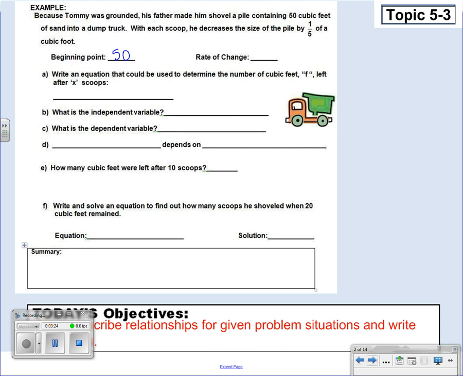Next we want to see how does this change? Since he is taking away scoops and it says that he's decreasing, we know that the rate is going to be decreasing by 1/5 of each scoop. This is kind of backwards on how it's stated, but our rate of change is 1/5. Each is that word that tells us multiply, that we're going to be multiplying by the number of scoops. So the beginning is 50. Our rate of change is 1/5.